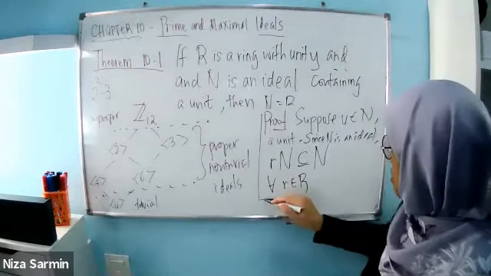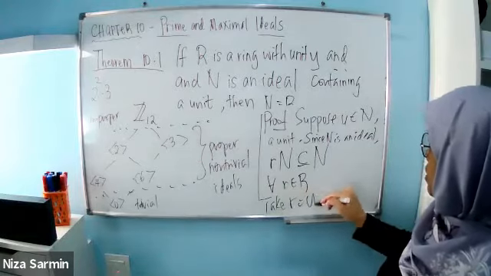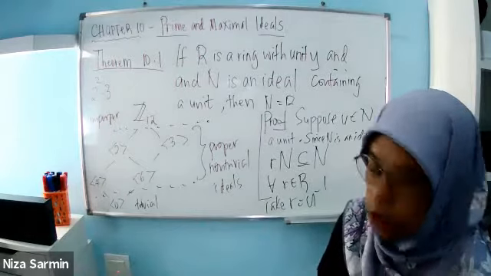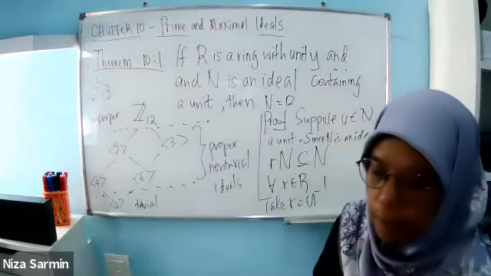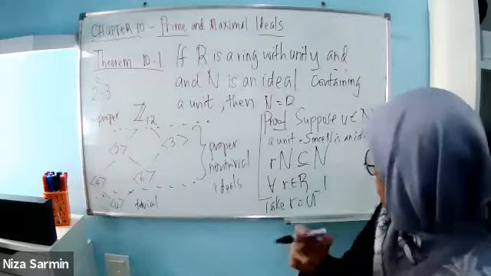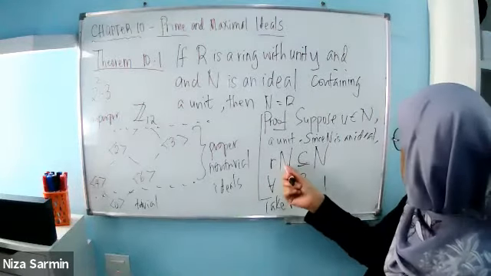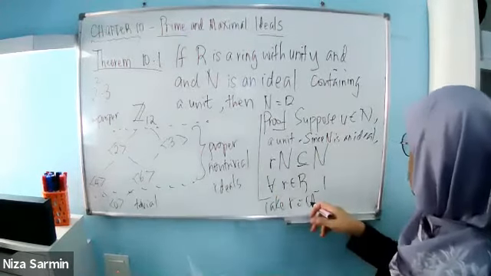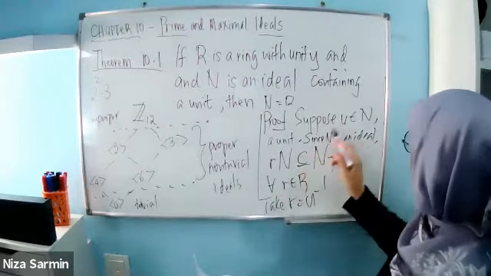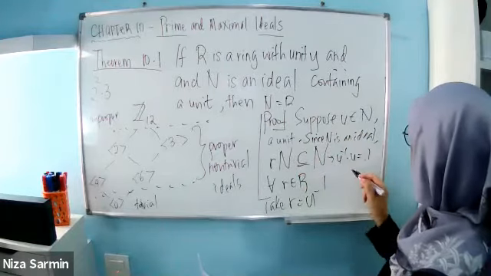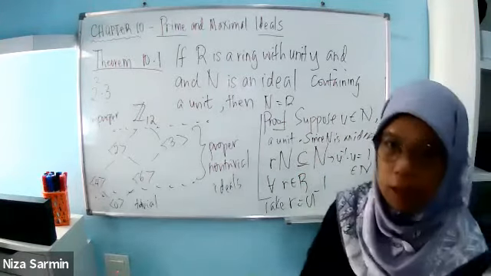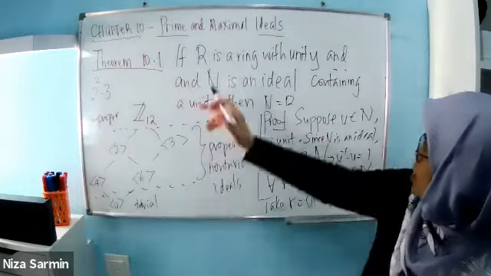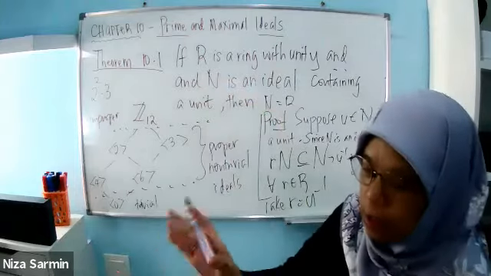Now take r to be the inverse of U. Take r to be the inverse of U. U is in N. Okay. Then you multiply U inverse and U is in N. Here, you replace r with U inverse. U is in N, you multiply by U. This is 1. This is 1 is in N. Okay, we said R is a ring with unity. So 1 is in N.